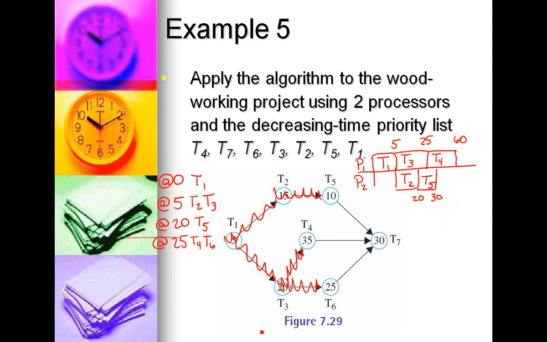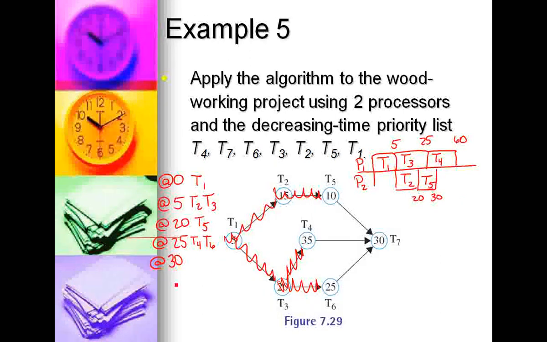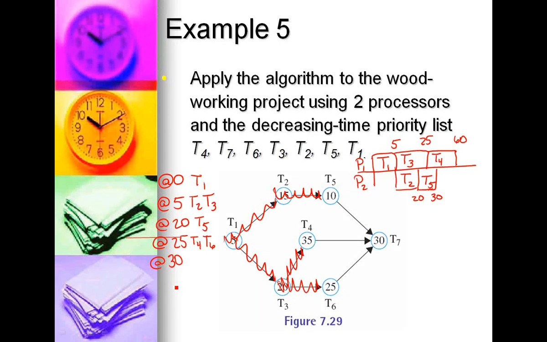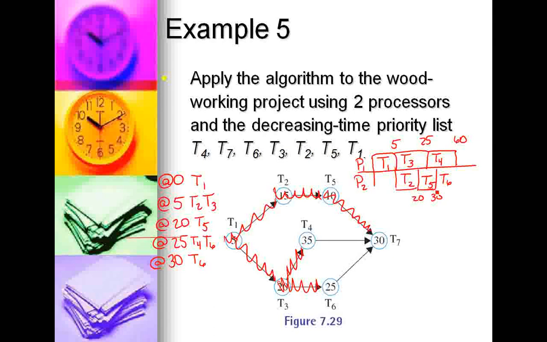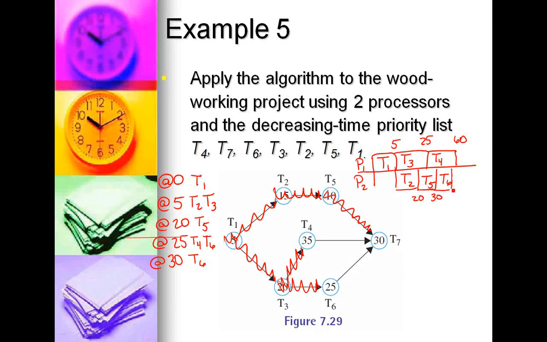We don't have another 25-minute time slot, so let's move on to the 30-minute time slot. At the 30-minute time slot, 1, 2, 3, and 5 are complete. So our ready tasks are still 4 and 6. 4 has already been scheduled, so that means that T6 will go in that 30-minute time slot. T6 is 25 minutes long, so that takes us out to the 55-minute time slot.